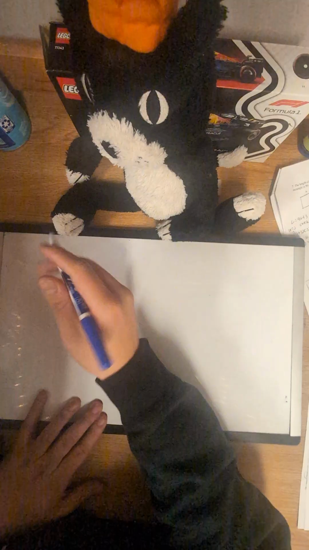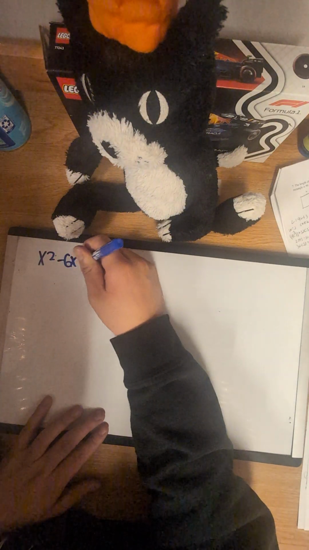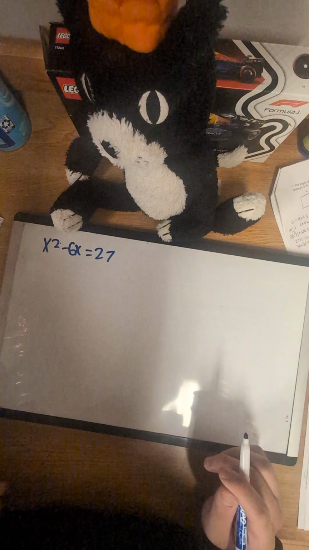Alrighty, back at it with exam 3. We're going to be doing question 8, just basically all of it. So, given the quadratic x squared minus 6x equals 27, we know it's a quadratic because of this x squared here.